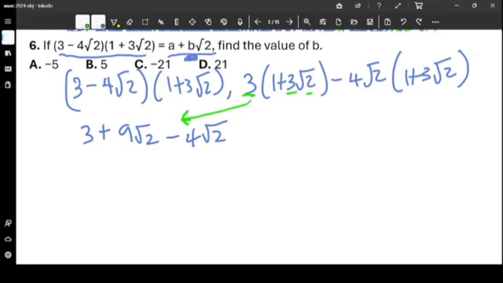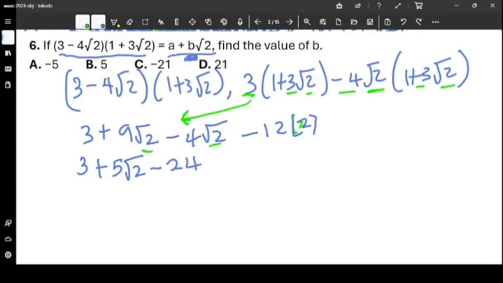First of all, the numbers will multiply. So what is minus 4 times plus 3? That's minus 12. Then secondly, you multiply the roots. Root 2 times root 2 is 2. So that's minus 12 times 2. So I have 3 plus, what is 9 root 2 minus 4 root 2? Since the roots are the same, you can easily subtract them. 9 minus 4 is 5. That will be 5 root 2 minus 12 times 2.